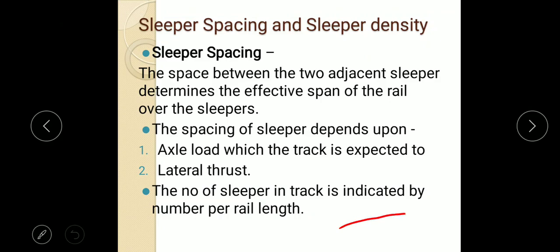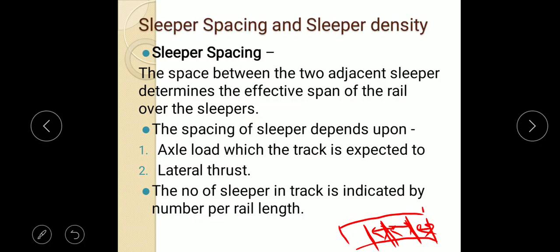Suppose this is a railway track and these are the sleepers that I have laid. Sleeper spacing is nothing but the distance between these two sleepers. The distance between these two sleepers is called the sleeper spacing, and the number of these sleepers is indicated by the number per rail length.